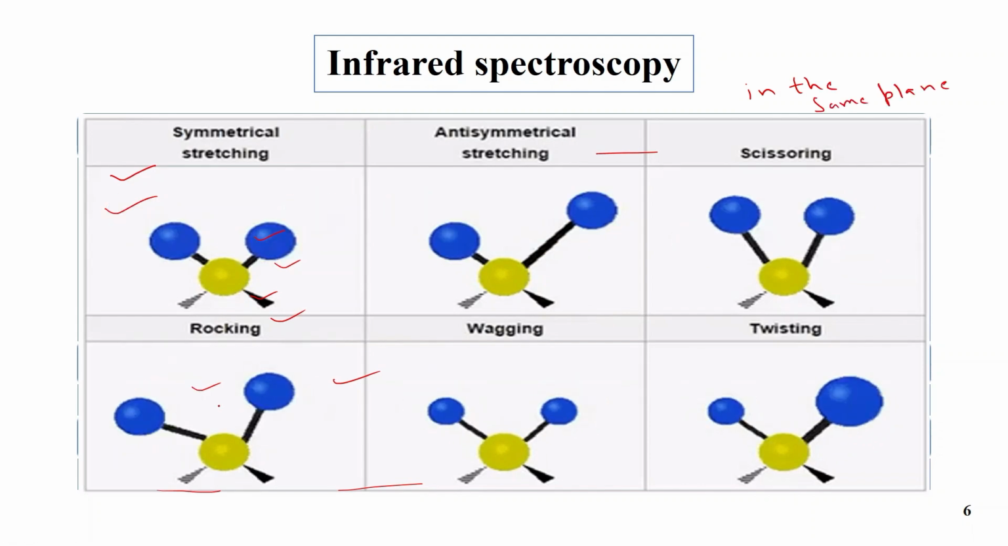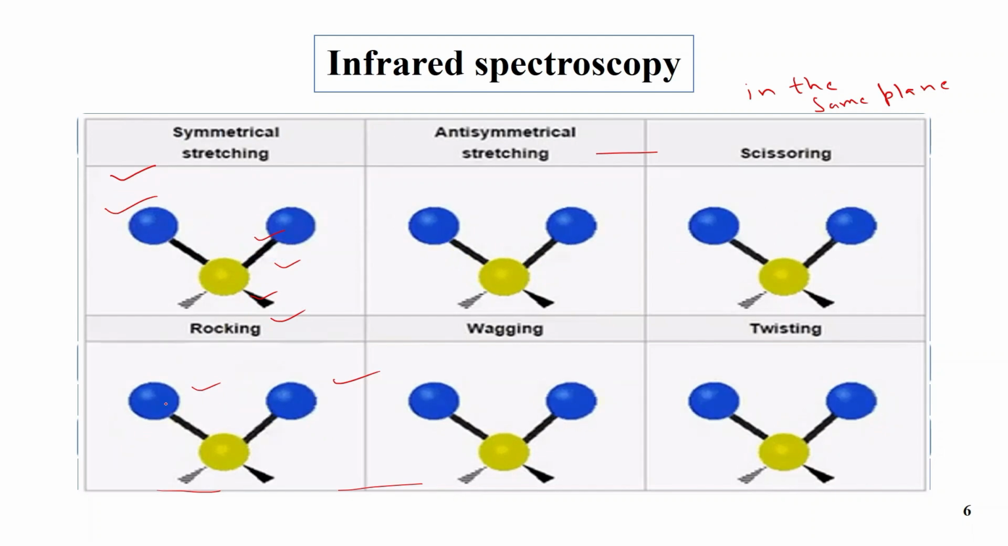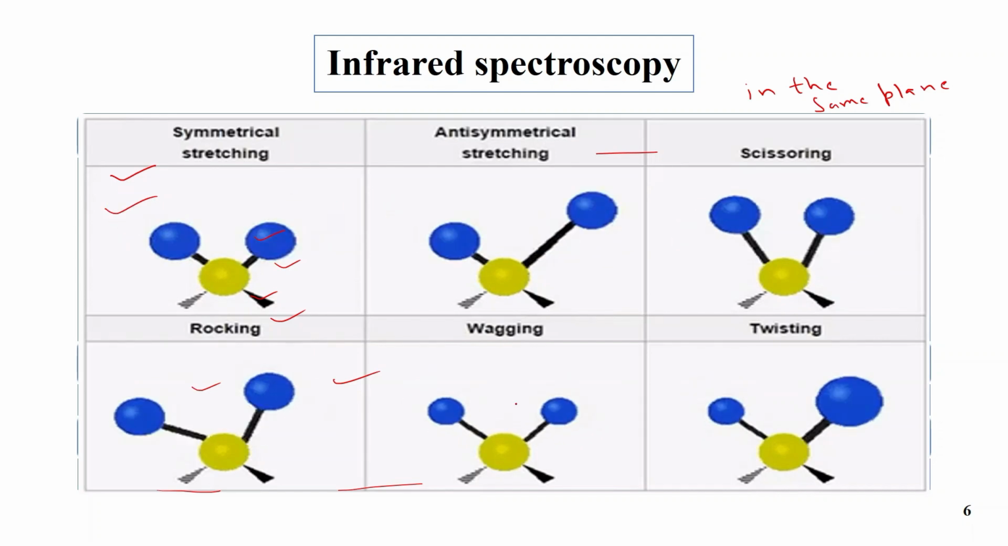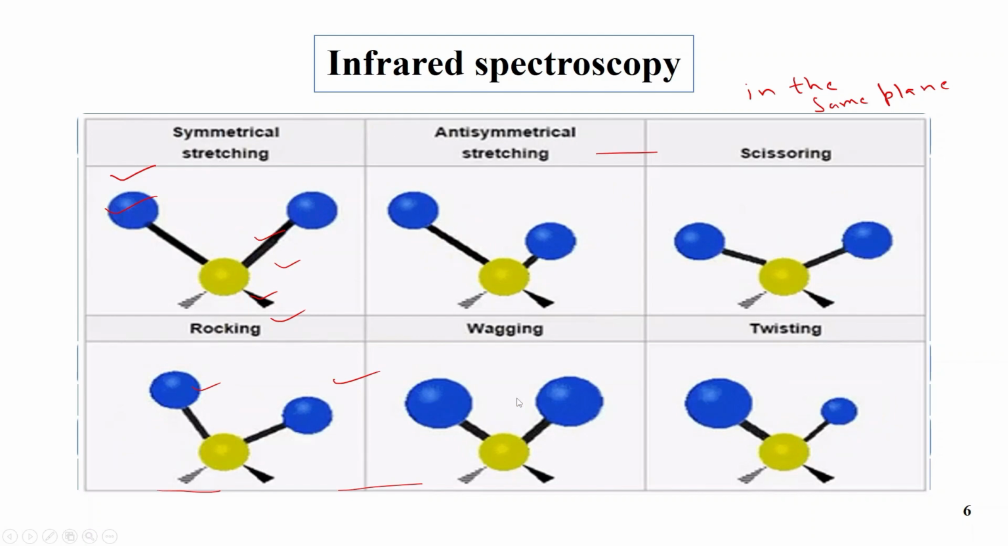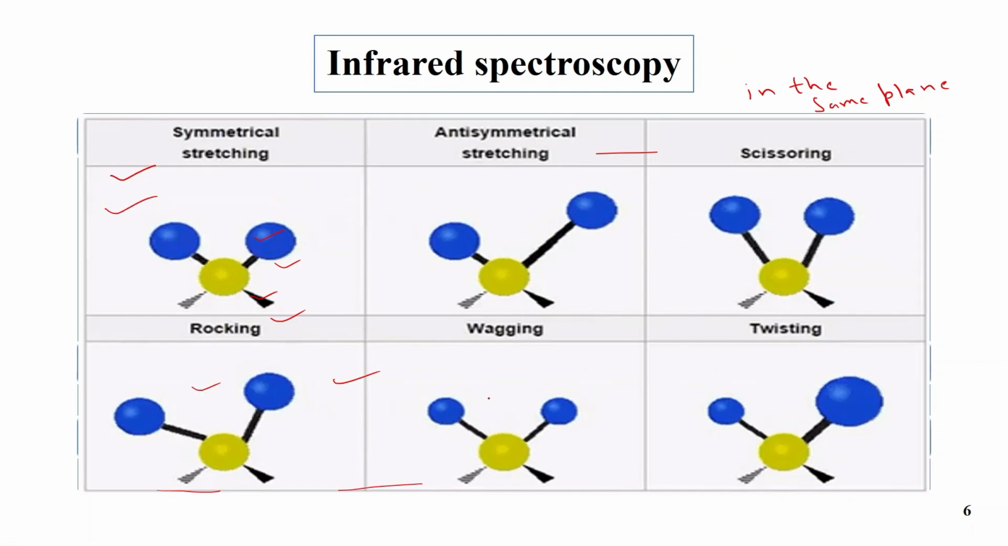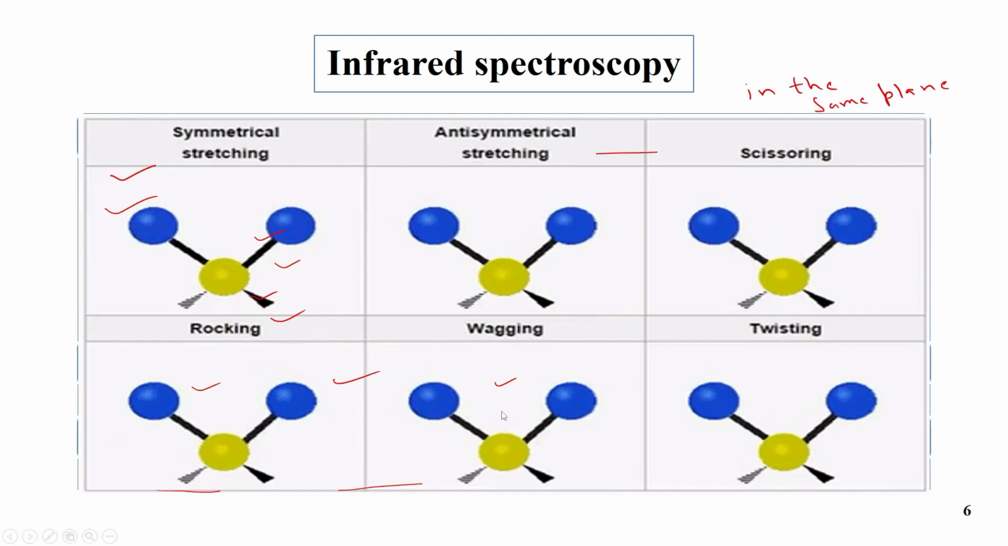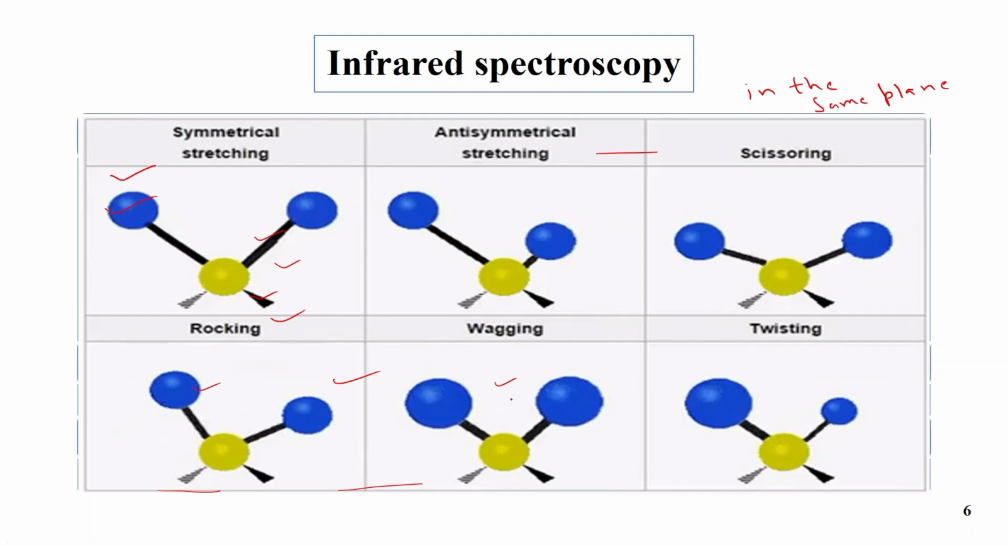And here this is rocking vibration, again within the same plane, and then both atoms are moving on the same side together. Here this is wagging. Wagging means that this is an out of the plane vibration, and here this is showing that the atoms are coming out of the plane, vibrating out of the plane and towards us.